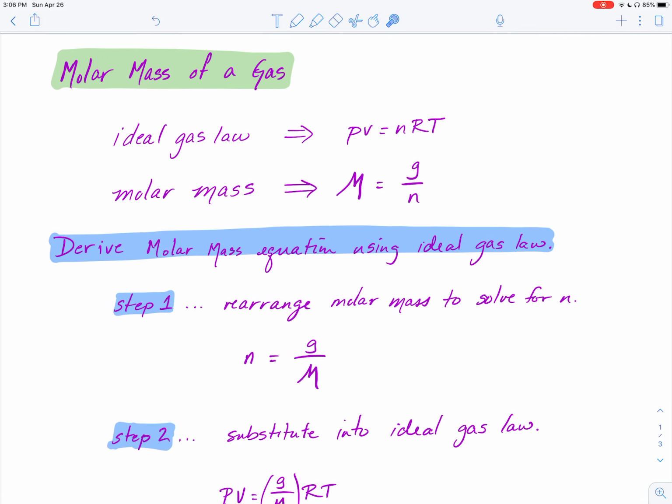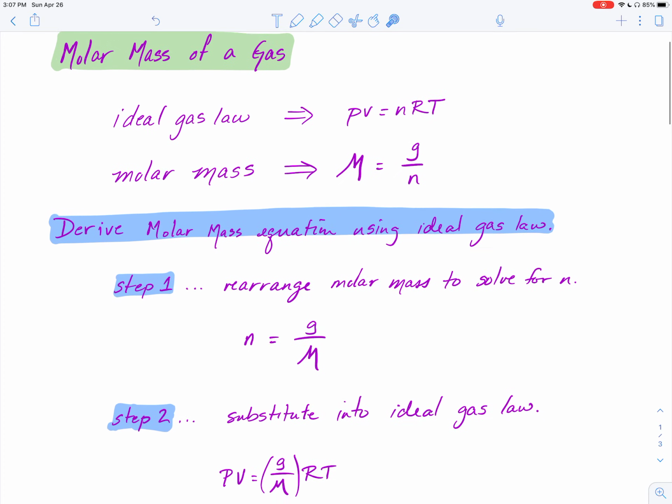In this video, we're going to use the ideal gas law to solve for the molar mass of a gas. So a reminder, the ideal gas law is PV equals nRT, and how to calculate the molar mass, indicated here by this capital italicized M, is the mass divided by the moles of a substance.